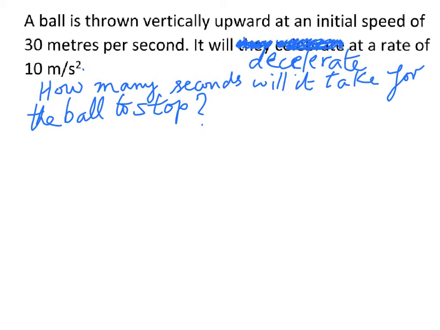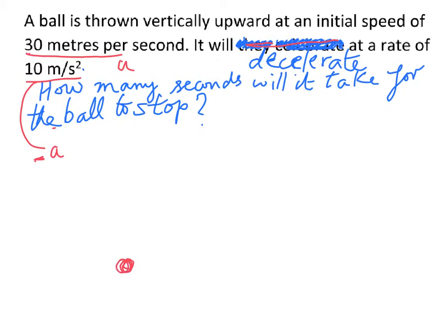Okay, so in this problem you can see what is given here. I've changed some of the typo here. A ball is thrown vertically upward at an initial speed of 30 meters per second. So what is given here is u. It will decelerate at a rate of 10 meters per second square. So what's also given is a, but in this case it's minus a, because it's decelerating, we can say that is negative. How many seconds will it take for the ball to stop?